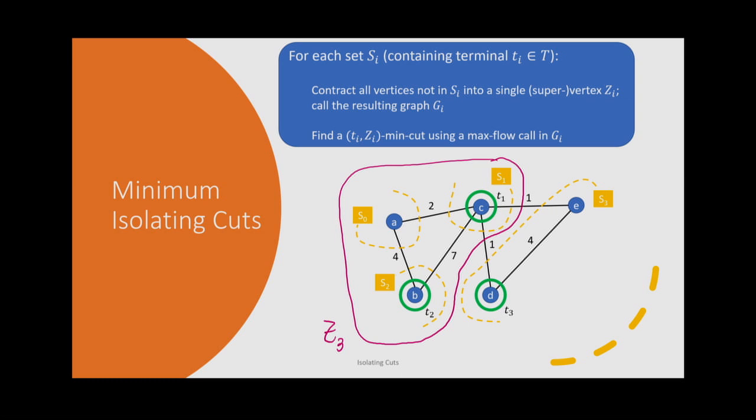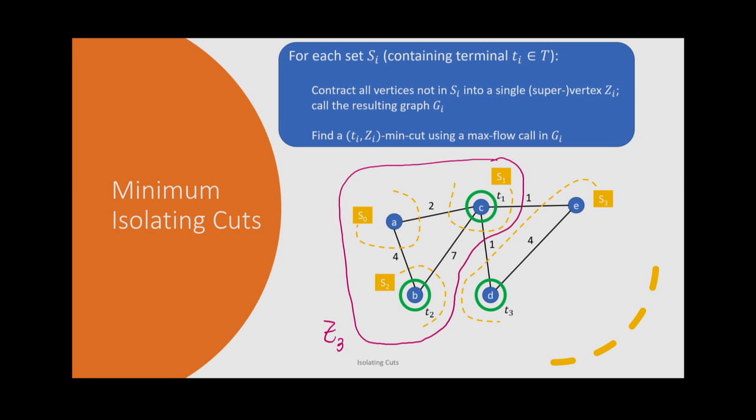Similarly, when I'm working with S1, I keep S1 alive, contract away everything else into a single vertex that I call Z1. Okay, and I iterate over all the groups. For each group, I do this. I contract away everything else into a single vertex. And then I run the ST_min_cut subroutine again. This time between the terminal in the group I kept alive. So if I'm working on S3, then between the terminal T3 and this contracted vertex Z3 that contracted away everything else.